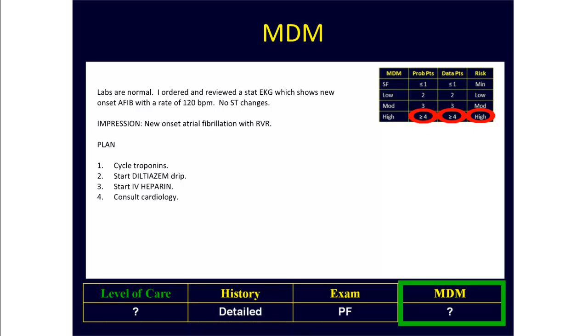So we have 4 or more problem points, 4 data points, and high risk. So even though only 2 out of 3 dimensions are needed, in this case all 3 dimensions point toward high complexity medical decision-making. So the last key component is now known.